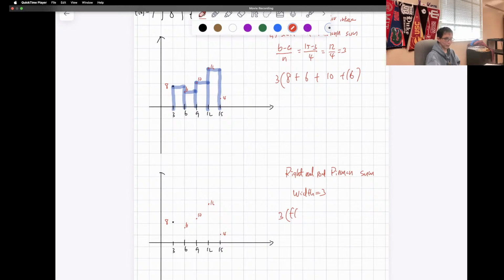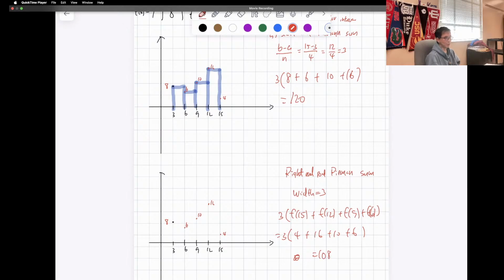Now it's going to be 3 times f of 3. No, not f of 3. f of 15 plus f of 12 plus f of 9 plus f of 6. And that's equal to 3 times 4 plus 16 plus 10 plus 6. And that's equal to whatever. I don't know what that value is, and I don't really care. But you guys are fast at calculation: 24, this is 120, I think. And the second one is 36, 108.